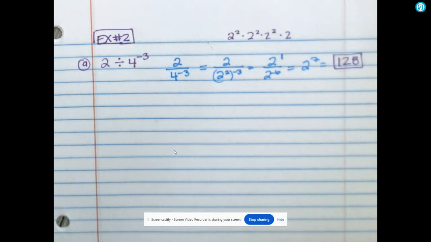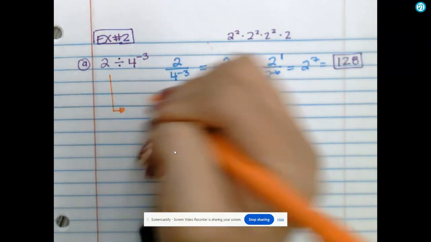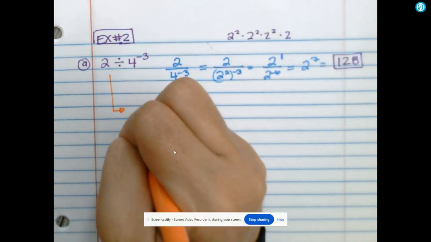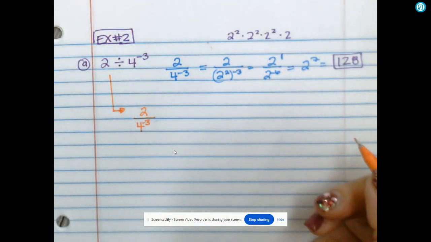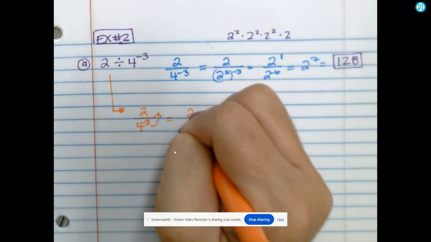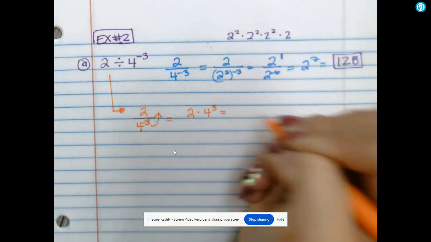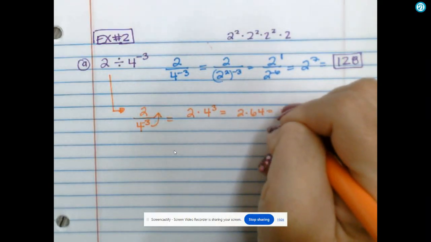All right, the other way would be just to apply math rules. And again, this is all without a calculator. That again would be 2 over 4 to the negative 3. That's our original problem. Well, a negative exponent means it's in the wrong place, so I'm going to move it up. So 2 times 4 to the third. You could have told me 4 to the third was 64, and we would still get 128.